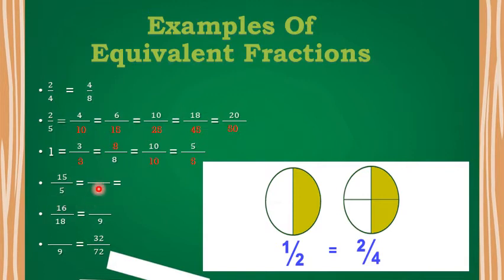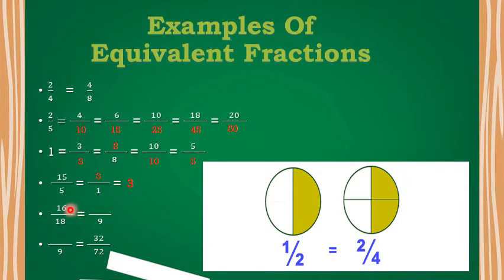Another one. 15 over 5. 5 will be 1, so 5 decreases to be 1. When I decrease, I don't multiply, I divide. 5 divided by what equals 1? 5 divided by 5. Then 15 divided by 5 equals what? Equals 3. Okay, 3 over 1 equals what? 3, the same number.